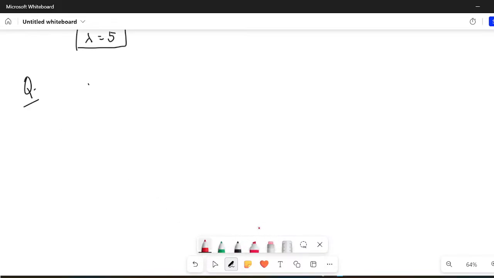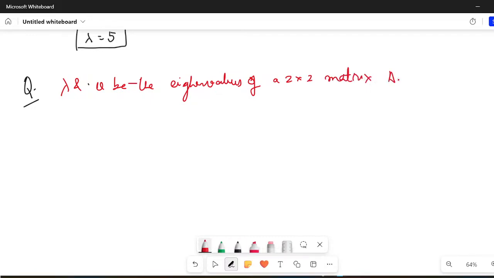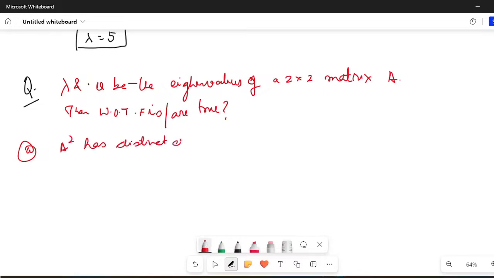The question says: let lambda and mu be the eigenvalues of a 2 cross 2 matrix A. Then which of the following statements are true? Option number 1: A square has distinct eigenvalues. This is the first option.